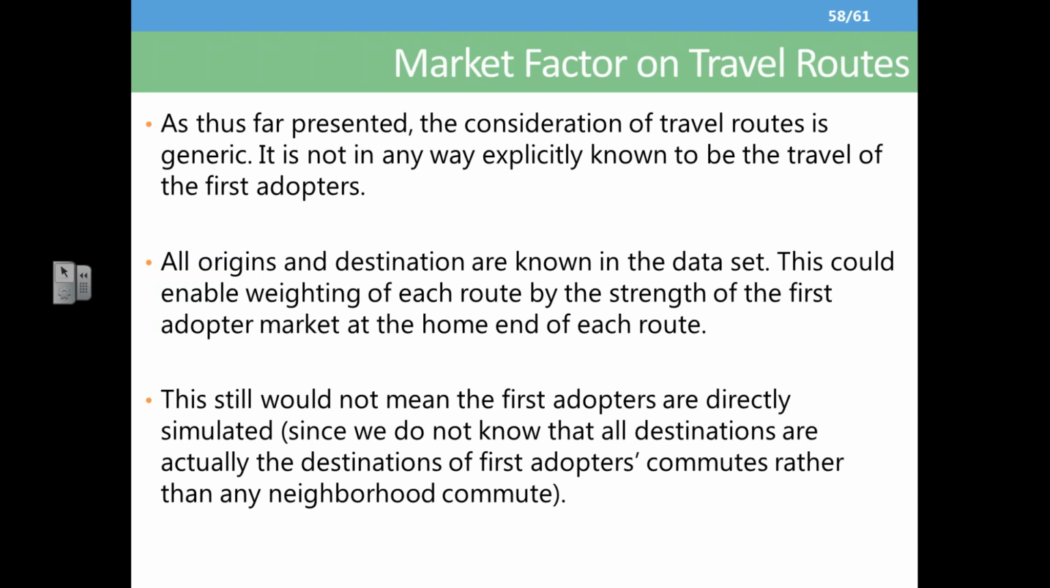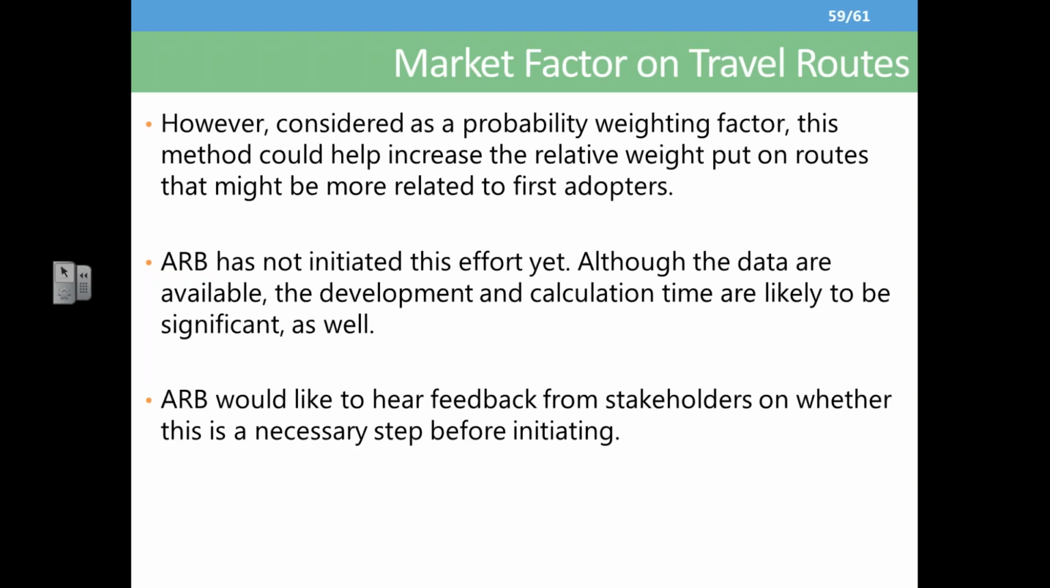And then again, that still does not necessarily mean that the first adopters are directly simulated, since we don't know that all the destinations are actually the destinations of the first adopters' commute, or even that they're doing that commute, as Chris brought up, right? We're making assumptions that everybody's the same in their commute patterns, but it may not be correct. They may not be driving at the time that we're utilizing our on-road traffic speed, right? So those are all unknowns, but if it's considered as a probability weighting factor, essentially, we could implement that.